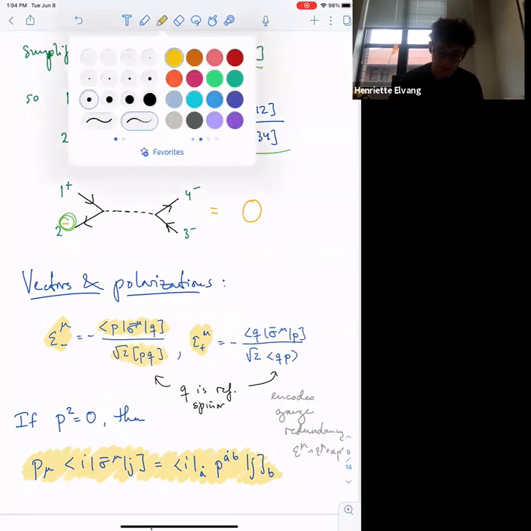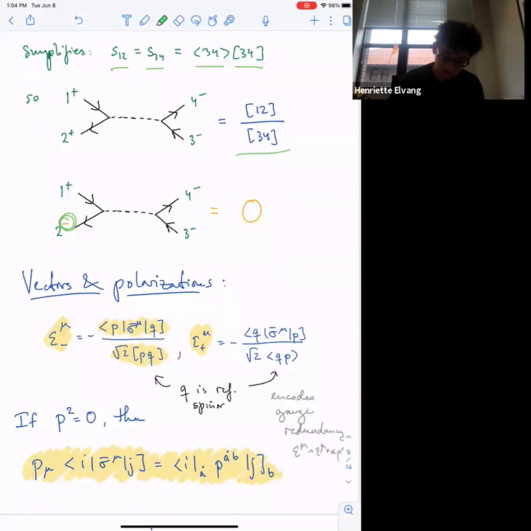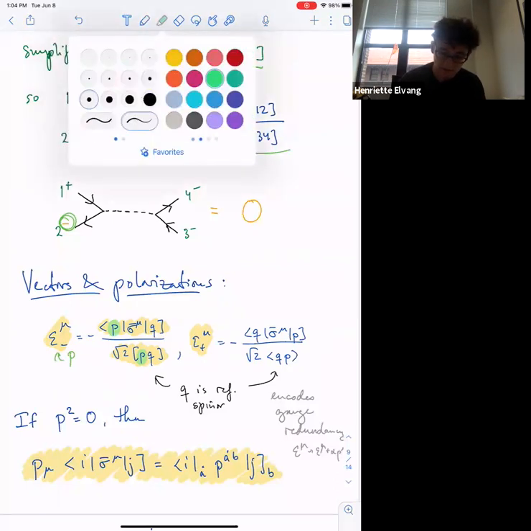And one of the features that you see here is that the momentum P that appears, it appears in 2 places. That is going to be the momentum that's associated with the particle. But there's also another label in here.